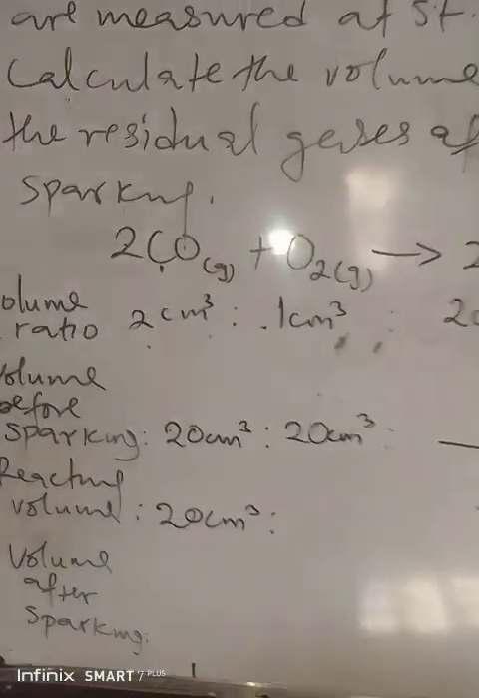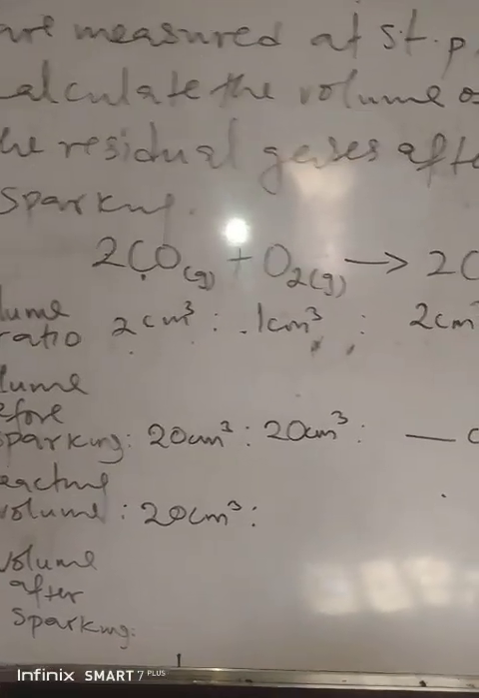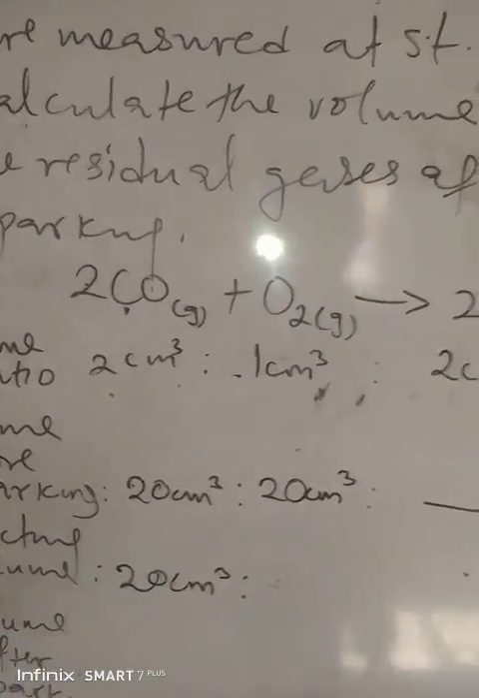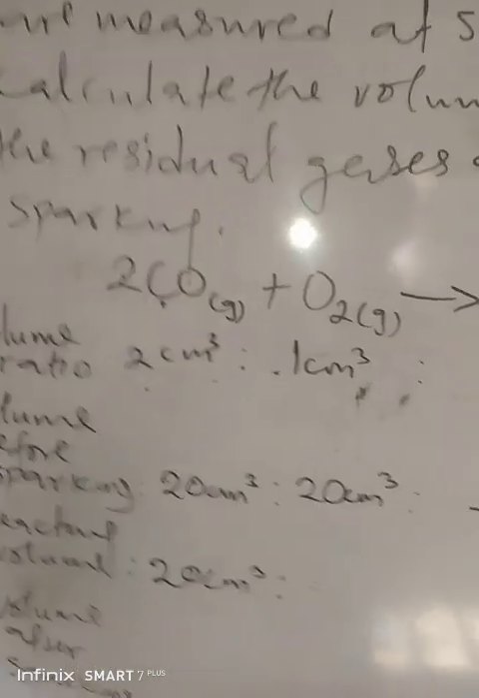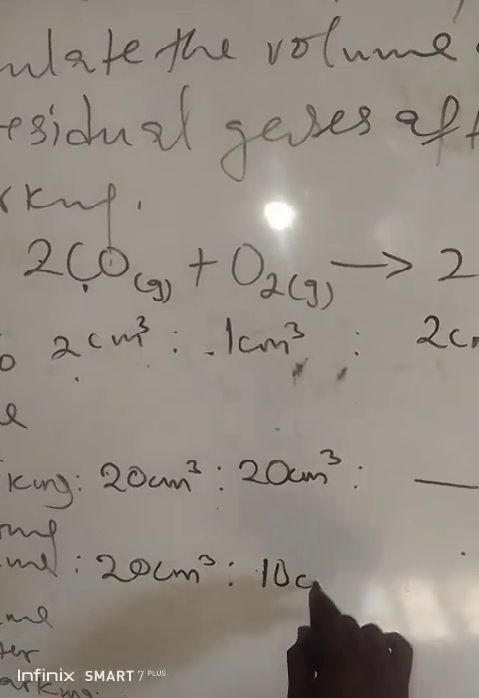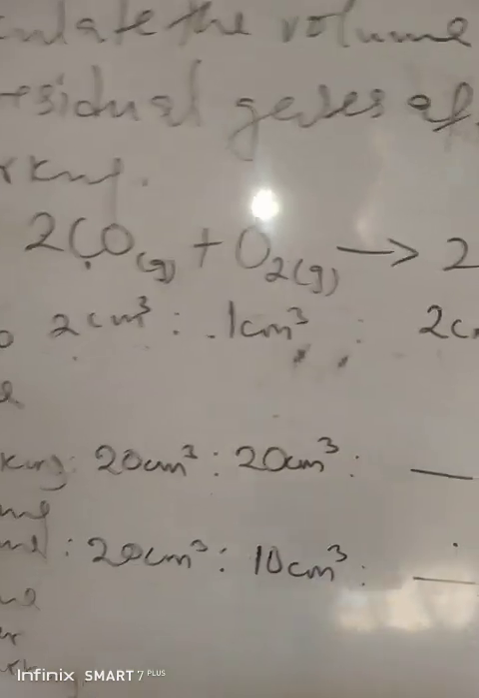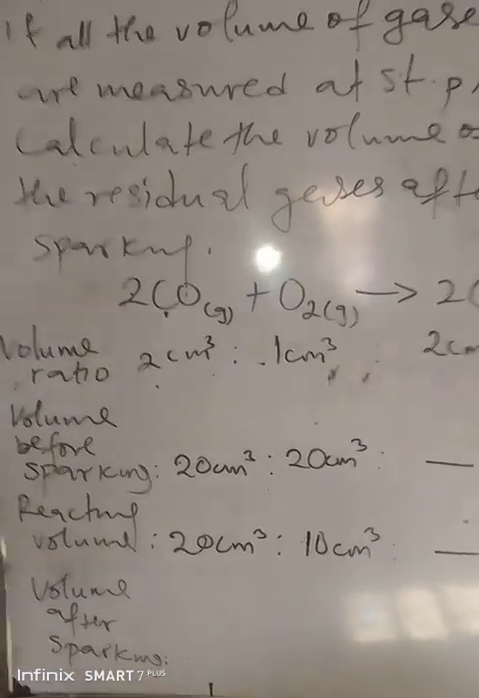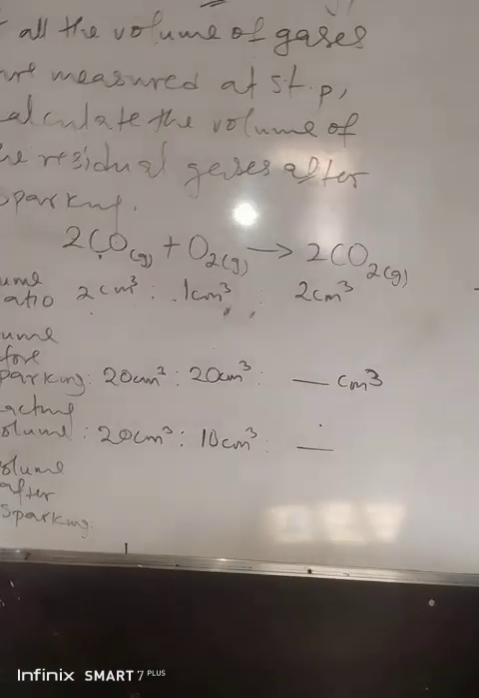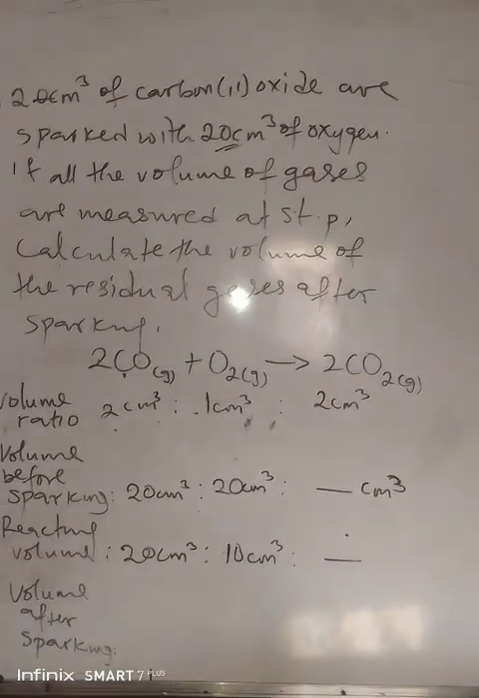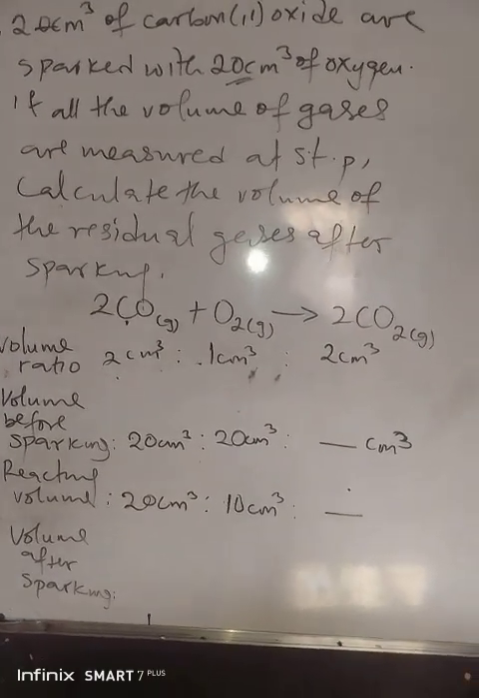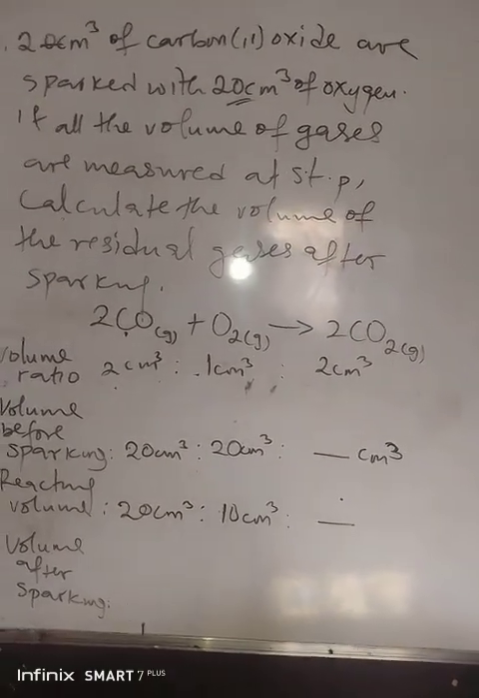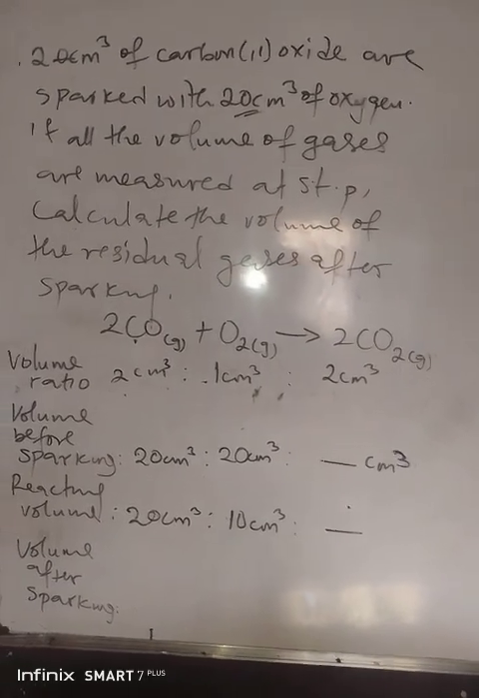So we look at it this way: what number will I put here? It will be half of this 20, because 1 is half of 2. That number is going to be 10 cm³. Now, after sparking, this is the reacting volume. Though they gave us 20 cm³ of CO, only 20 disappeared. That is what you have at reacting volume. Then they gave us 20 cm³ of oxygen, but only 10 reacted. Then the remaining 10 is unreacted.